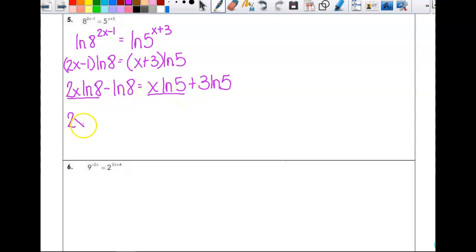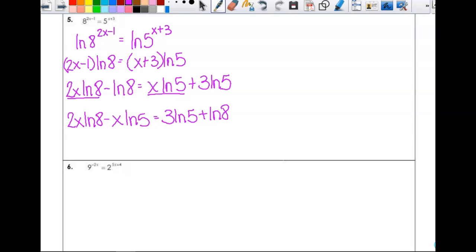This will give me 2x times the natural log of 8 minus x times the natural log of 5. Then I want this natural log of 8 term right here to move to the other side. So then this will be 3 times the natural log of 5 plus the natural log of 8. Okay. So all my x terms are on the left. Everything that's not an x term is on the right.